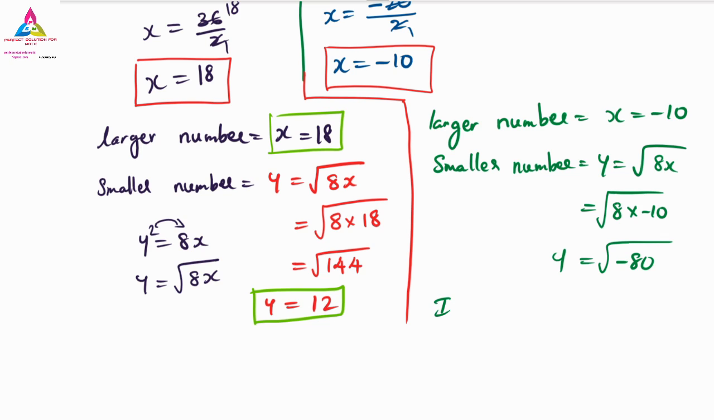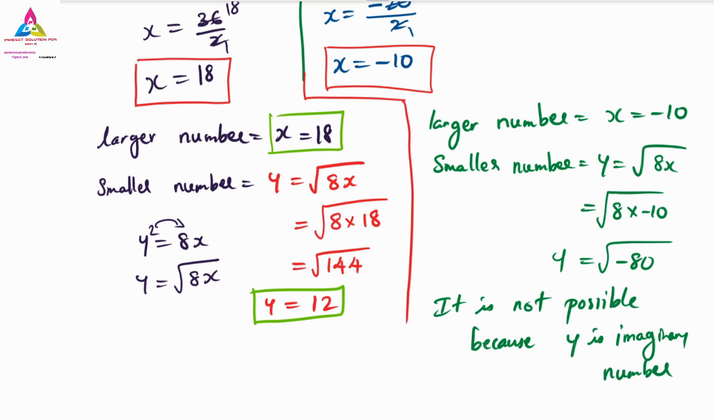So you have to write here that it is not possible because y is imaginary. Did you understand why y is an imaginary number here? Because if you have any negative sign inside the root, it is called imaginary, which means you are not going to find an answer for that. So it is not possible to find the y value because it is an imaginary number. Understood? So only one answer we have: x is equal to 18, and y is equal to 12. That is the correct answer.